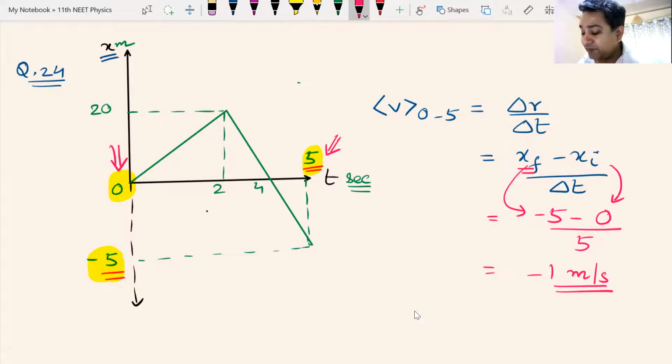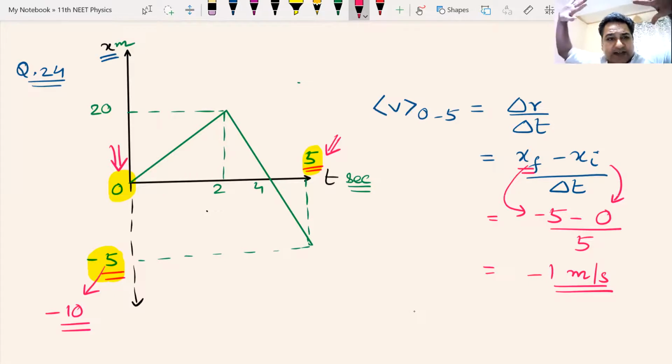That is the answer. If I change this from -5 to -10, which is the original question, instead of -1 you will get the average velocity as -2. Am I clear with this concept? Do we all understand this? How I found out the average velocity? Can I have some raised hands that we understand this? Tanu, Tarun, Vasant, Vinay, do we understand this, beta?